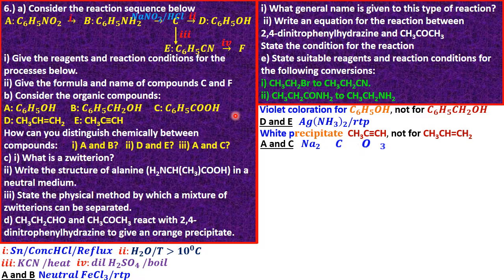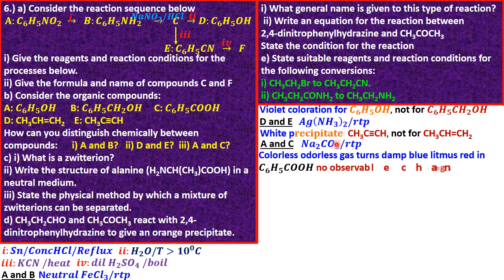Let's use sodium carbonate. So for A and C, you're going to use sodium carbonate at room temperature. What I'm going to see is a colorless, odorless gas that turns blue litmus paper red in the test tube that has the benzoic acid, and no observable change for the test tube that has phenol. Great. So the colorless, odorless gas that turns blue litmus paper red, or in place of this, you can say that it turns lime water milky. Great, guys, you got it. It is no other gas than carbon dioxide, right? So that's it. The next part is talking about what a zwitterion is.